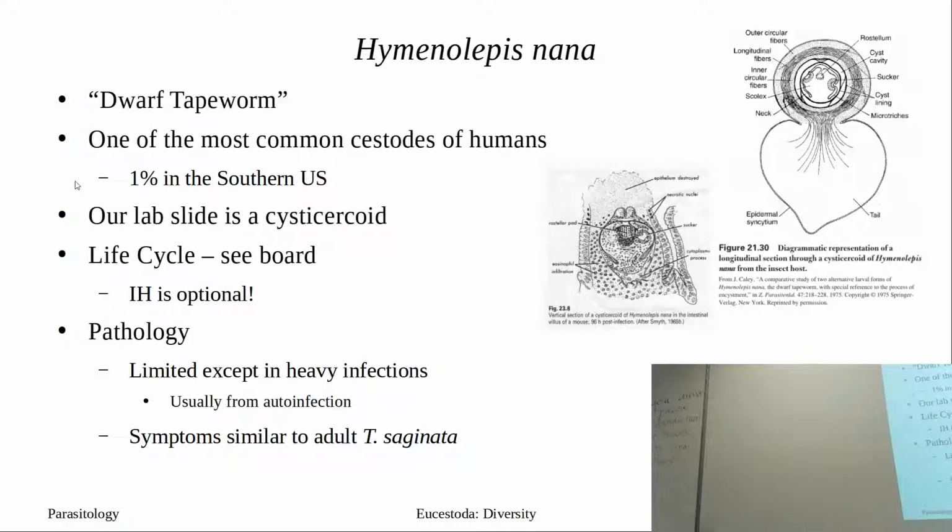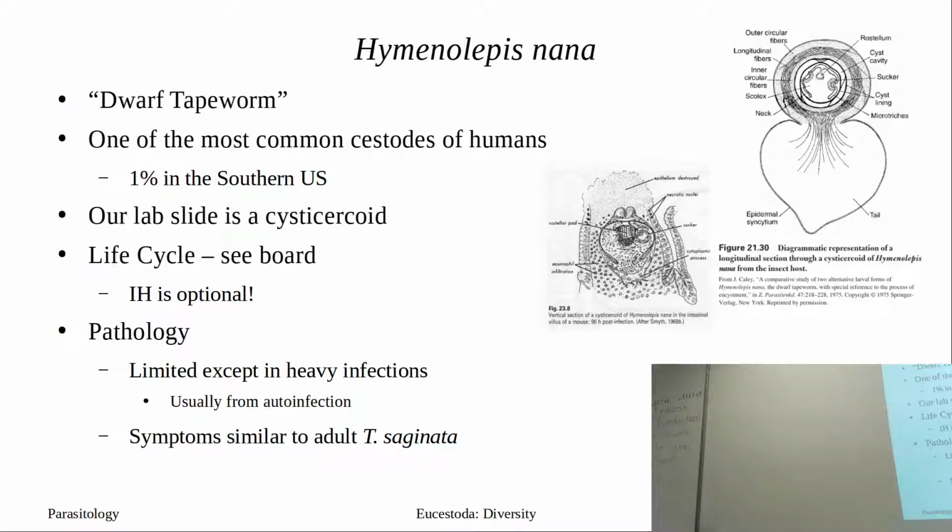All right. So Hymenolepis nana is called the dwarf tapeworm. This is probably one of the most common cestodes of humans. It's estimated that about 1% of individuals in the southern U.S. are infected with this tapeworm, which you would say, well, that's not too high, but when you consider that the vast majority of people aren't infected at all, it's kind of high.